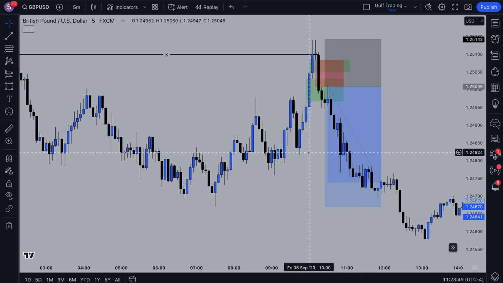But hopefully these 2 examples and the textbook setup have shown you an insight into the Turtle Soup strategy. If you have any more questions, then just let me know.